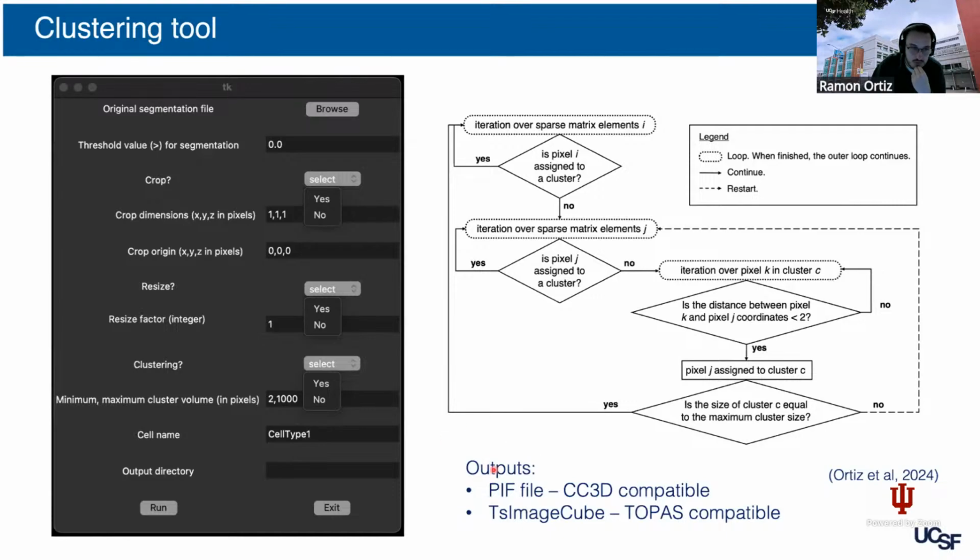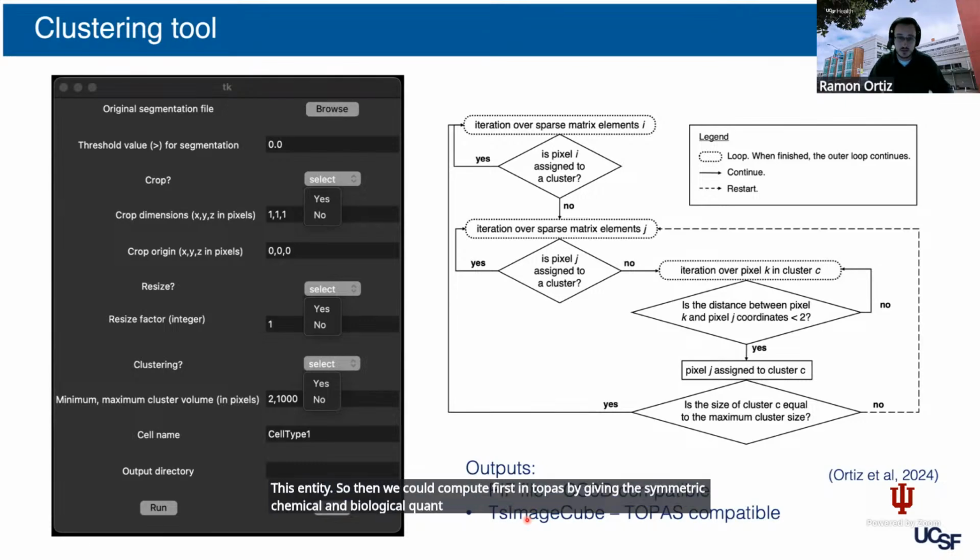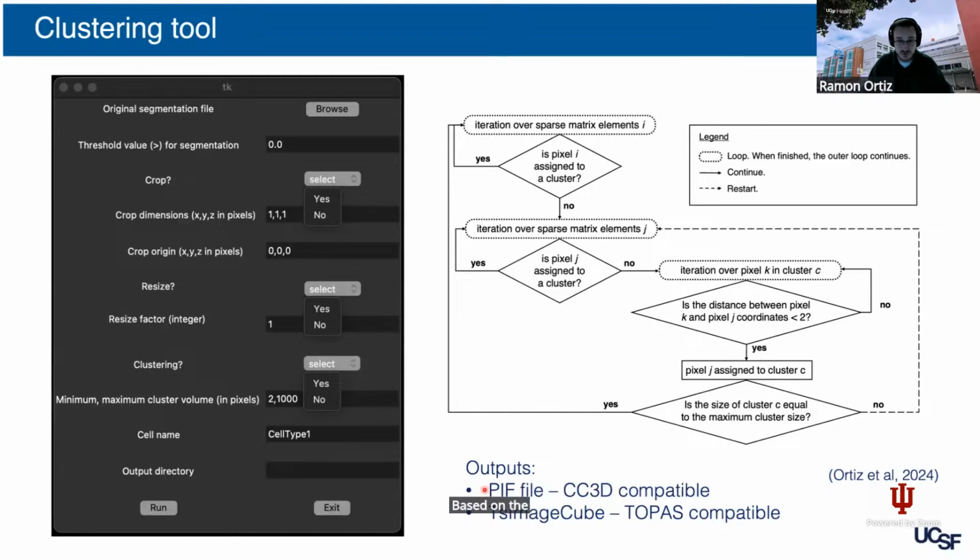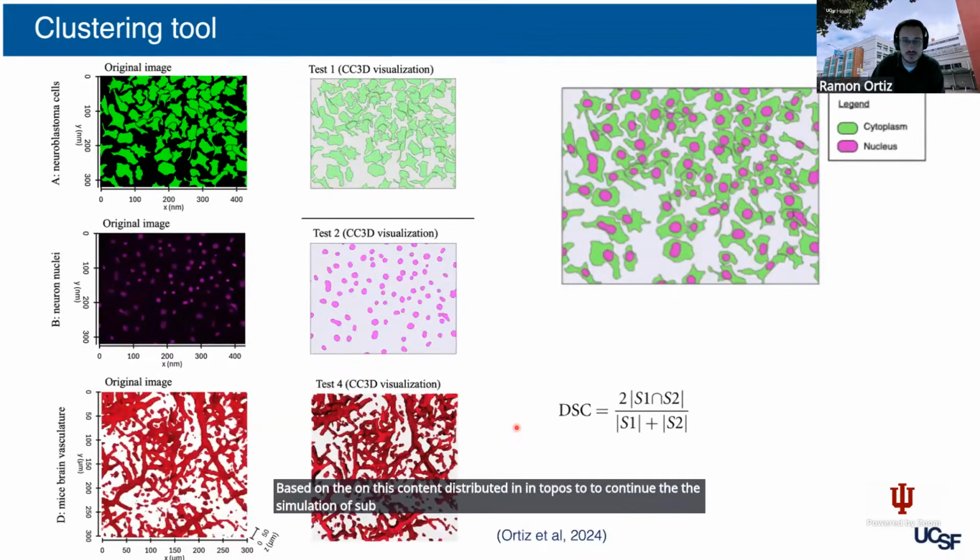So then we could compute first in TOPAS a given dosimetric, chemical and biological quantity on a cell basis, and then assign a given behavior in Computational based on these quantities computed in TOPAS to continue the simulation of subsequent mechanisms.